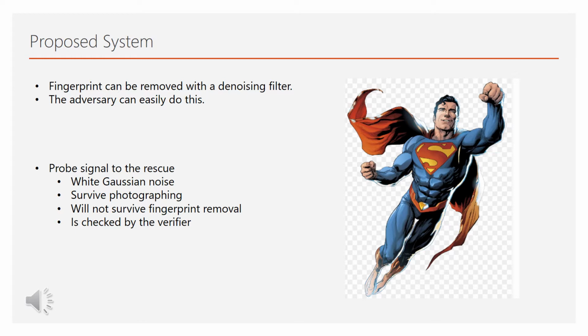This white Gaussian noise, or probe signal, is checked by the verifier when the user uploads the picture of the QR code. If somebody with malicious intent tried to remove the fingerprint from the user's photo, the white Gaussian noise would not survive, and the verifier would be able to mark the uploaded picture as malicious.